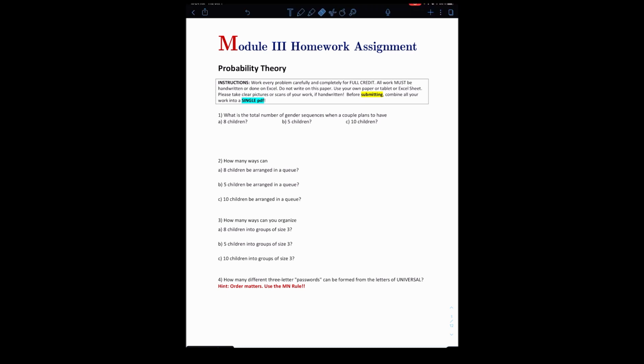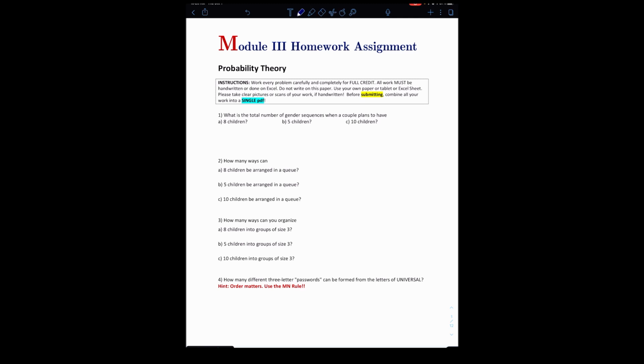Number 1. What is the total number of gender sequences when a couple plans to have 8 children, 5 children, and 10 children? We're starting with the MN rule here. And as you recall, we always have to designate the number of positions and the number of choices for each position. So for the first one, how many gender sequences are possible when a couple plans to have 8 children?